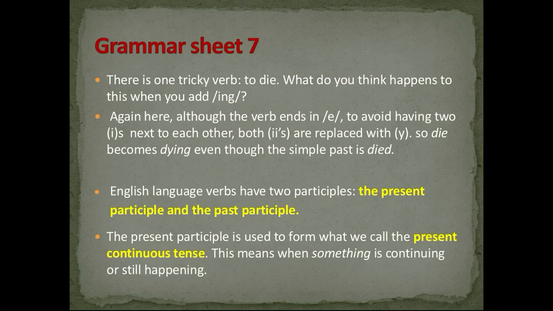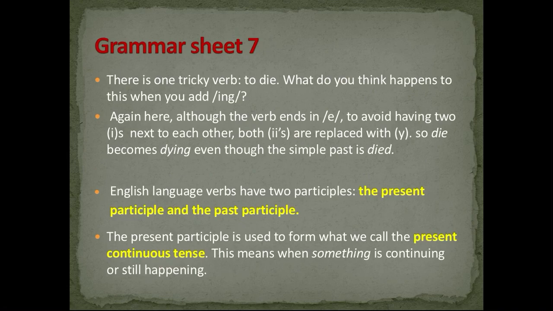I will take the i sound out and replace it with the y. Then I will add -ing, even though in the past it is died with -d, but here I'm going to take the e out. If I took the e out and I put i, I'm going to have two i's, right? So I'm not going to do that. I'm going to take both of them and replace them with the y. Then add -ing. Okay, die becomes dying.